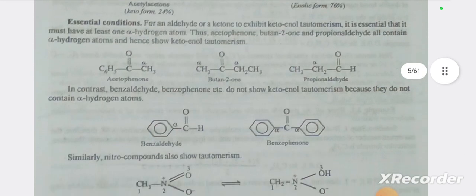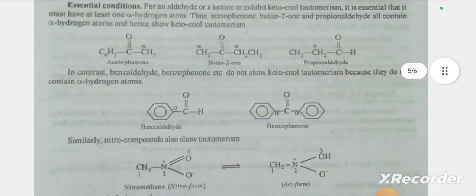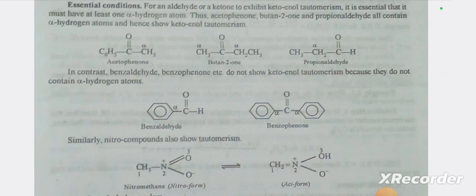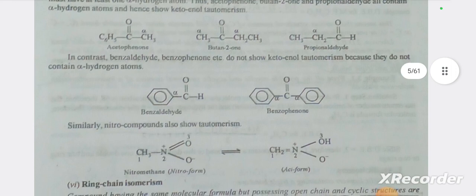Essential condition: for an aldehyde or a ketone to exhibit keto-enol tautomerism, it is essential that it must have at least one alpha hydrogen atom. Thus, acetophenone, butan-2-one and propanaldehyde all contain alpha hydrogen atoms and show keto-enol tautomerism.